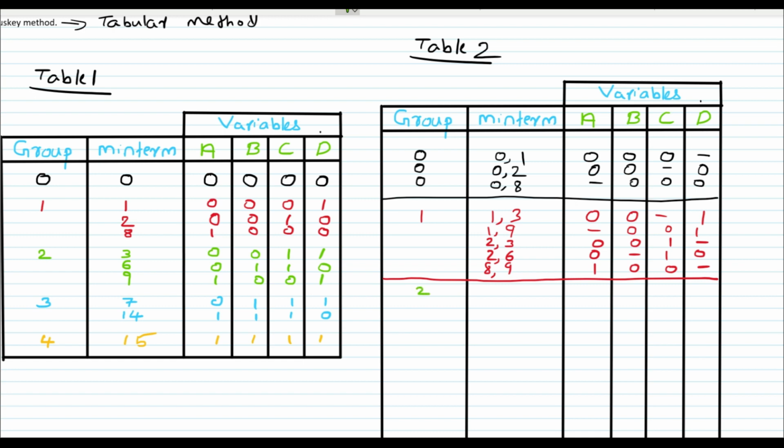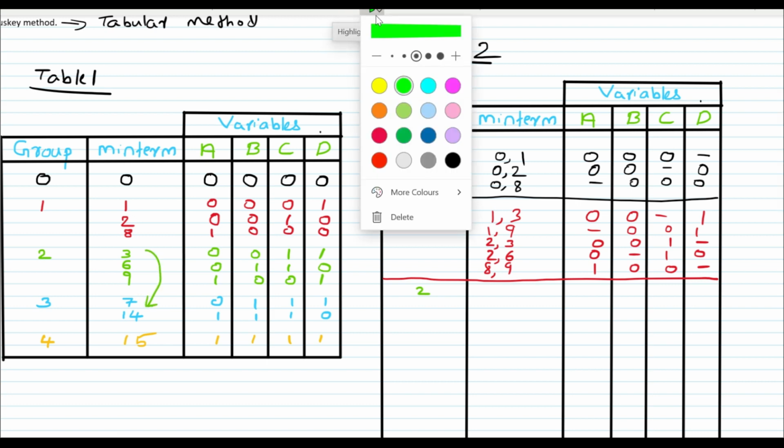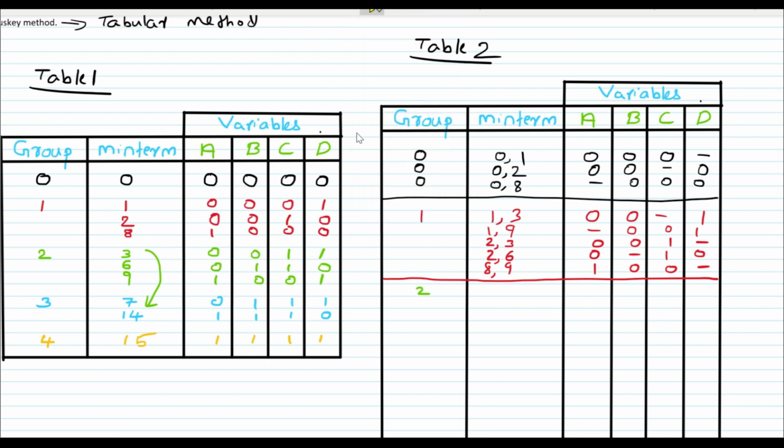Now we will go to group 2. That means comparison of group 2 with group 3. First, 3 with 7. A is okay, B is different, C is okay, and D is okay. Only B is different. So we can consider the pair 3, 7. That is 0, dash, 1, 1.